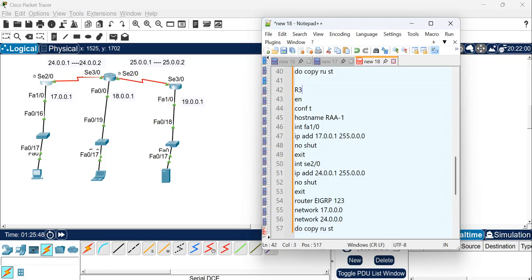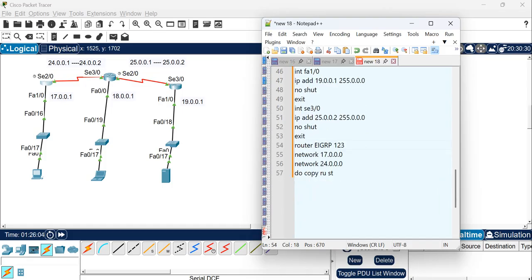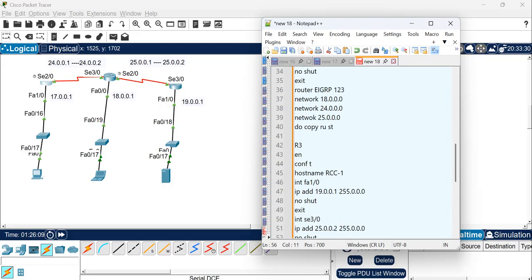It is going to be RCC1. What is FA 0/1? It is going to be 19. SE2 I don't have, I have only SE3. What is the IP of SE3? 25.0.0.2. Which are the networks physically connected? 19 and 25. Clear, guys?